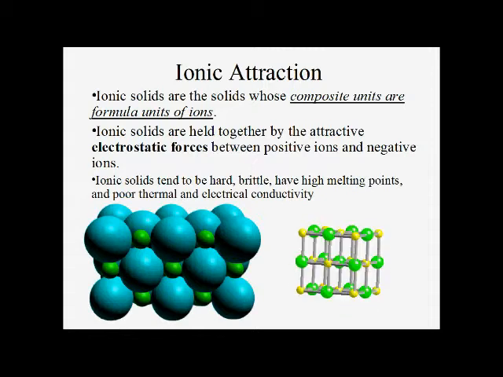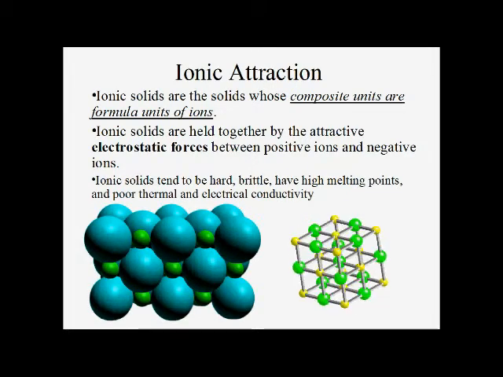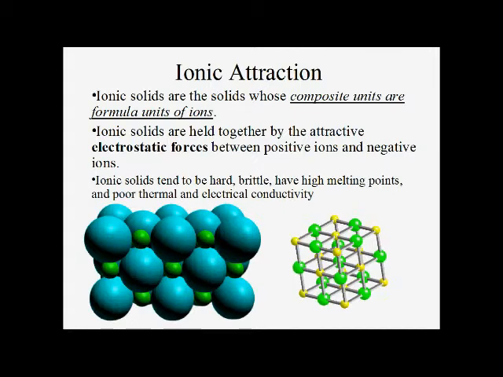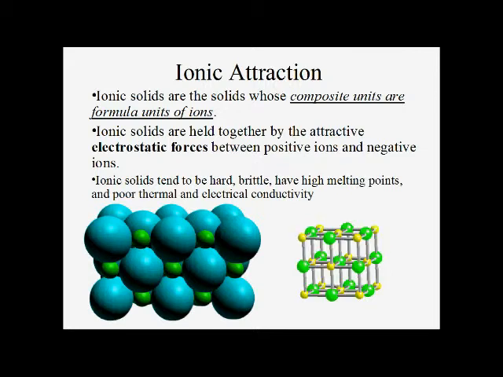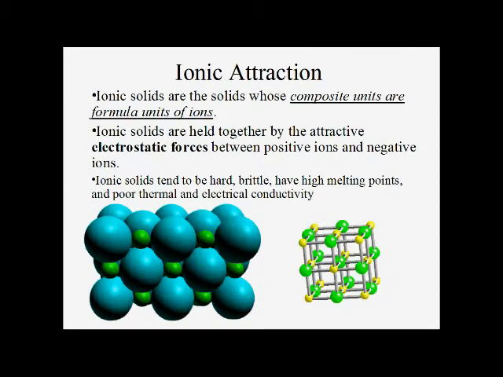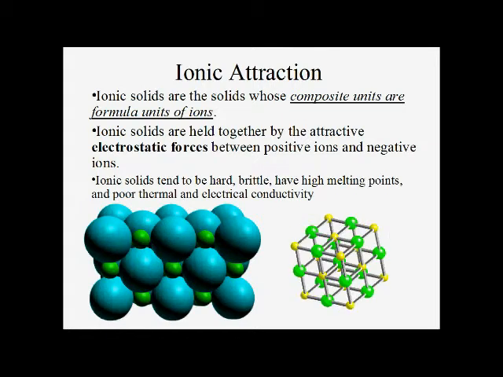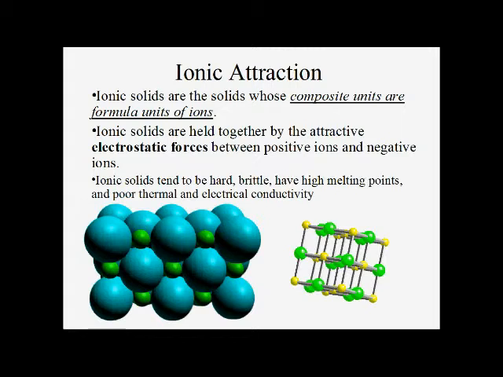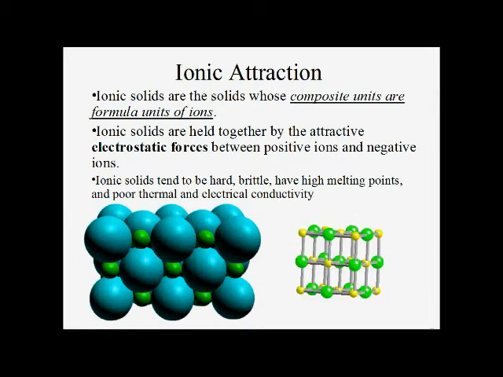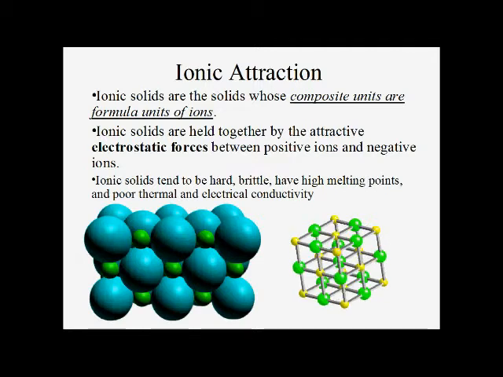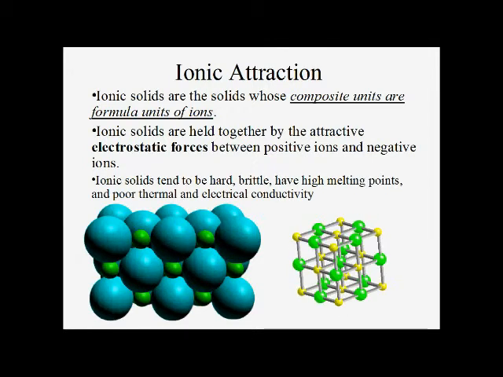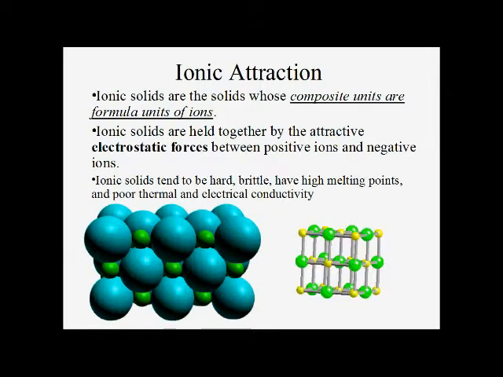For ionic attraction, we have positive and negative ions alternating throughout the solid. And it's this pure electrostatic attraction that is holding these charges together, the attractive force between positive and negative. These tend to all have high melting points. We have very few ionic materials that are liquid at room temperature. We discovered a class of them this past decade, but generally most of our ionic solids are solids at room temperature, so they have a very high melting point. They have poor thermal and electrical conductivity. That's why we use ionic solids, ionic ceramics, as electrical and thermal insulators.